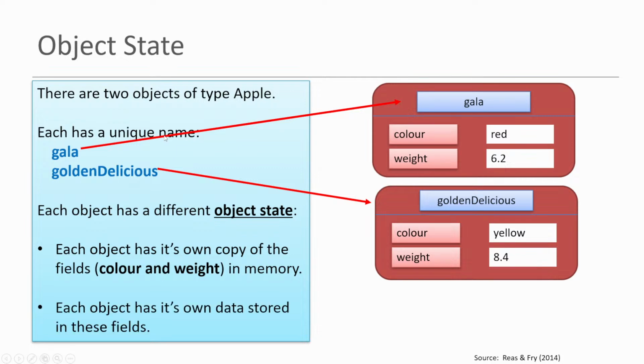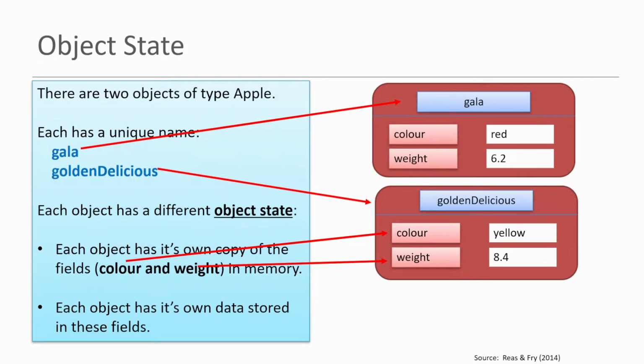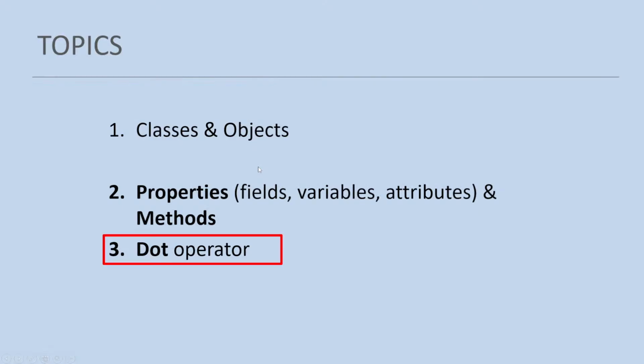So each object has its own data stored in these fields, and in fact it has a copy of the method as well, but more on that. Okay, so the colour and weight data is stored in that. This is why we have the fields in the object state. At any time we can interrogate or change the values of those variables, as we call them fields.